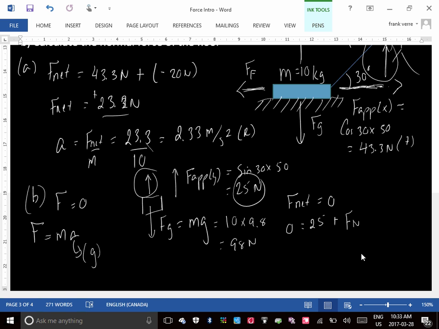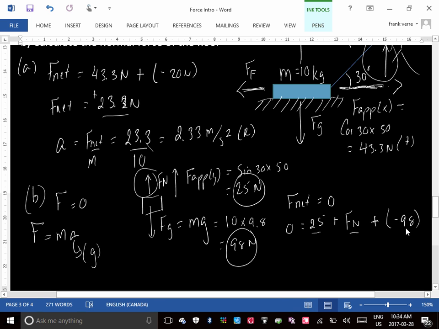Fnet is Fnet, right? So we have these two forces, 25 and the normal force. I'm going to label it Fn. Those are pointing up, right? And they have to add up to the same as the weight. Now, which way does the weight point? Down. So remember, we add the weight, but the weight is negative.